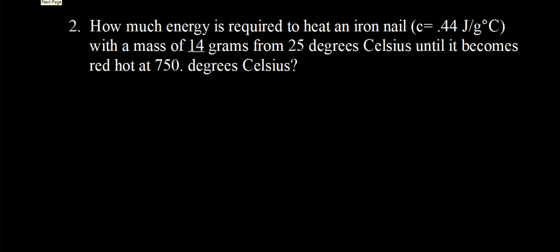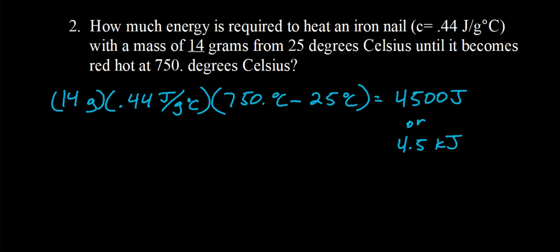All right, let's go ahead and try this one out. How much energy is required to heat an iron nail, which has a specific heat of 0.44 joules per gram degree Celsius, and a mass of 14 grams, from 25 degrees Celsius until it becomes red hot at 750 degrees Celsius? Go ahead and pause the video and do this now. 2 sig figs in our mass, 2 sig figs in our specific heat. Our change in temperature, 725 degrees Celsius. And so we get about 4,500 joules. Divide that by 1,000, 4.5 kilojoules.